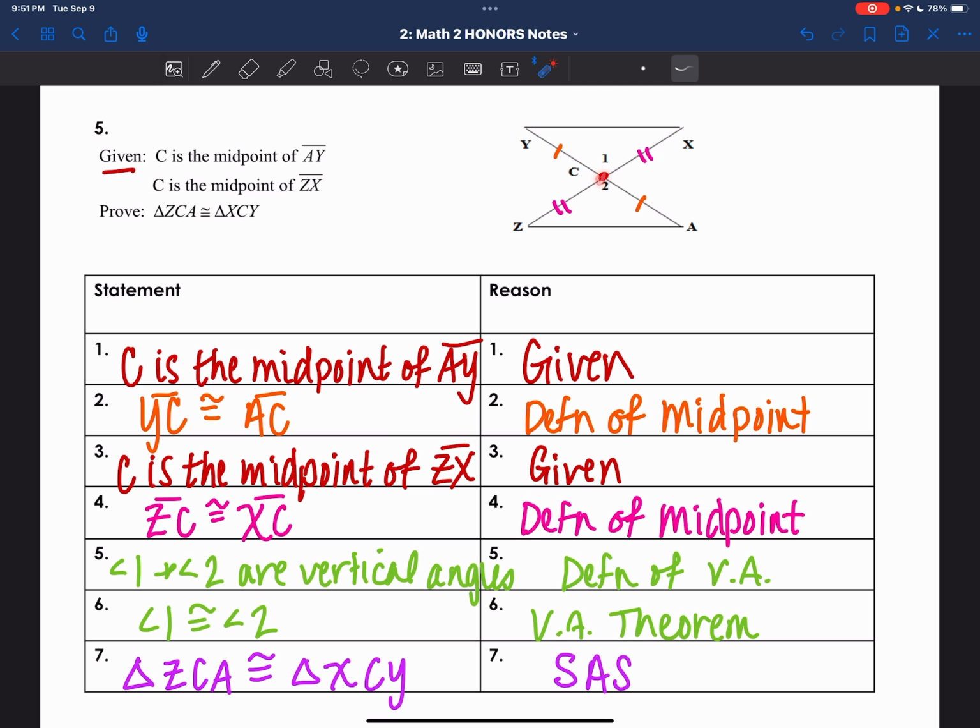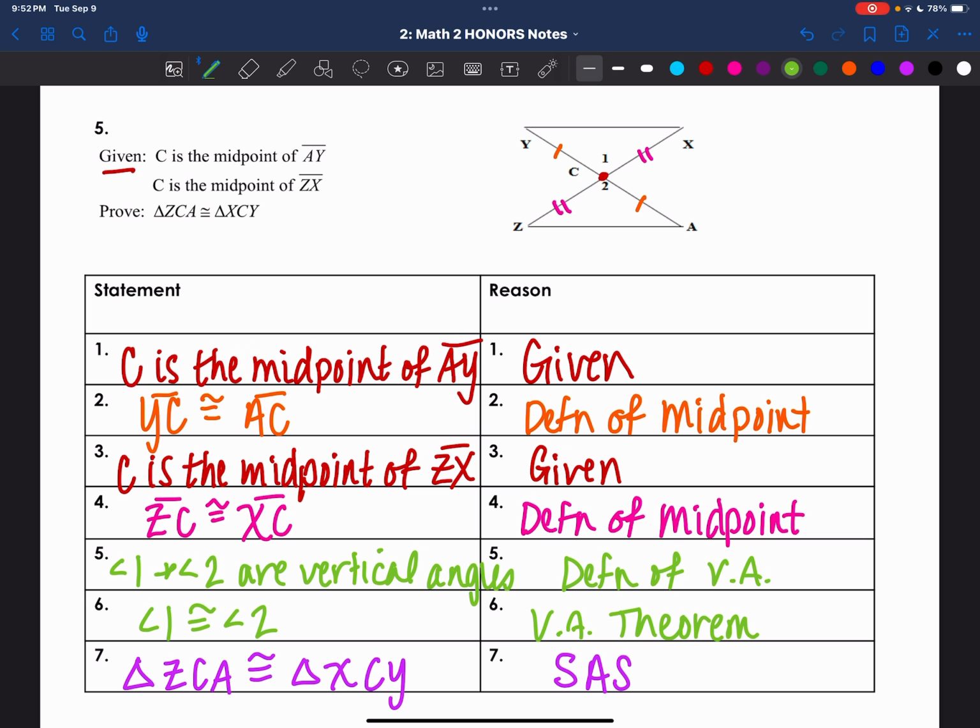C is the midpoint of ZX. Well, that's the same thing. This is all given. And so this is just saying segment ZC is congruent to segment XC. And we know that just because it's the definition of a midpoint. All right, now we need to look at information that needs to be found.